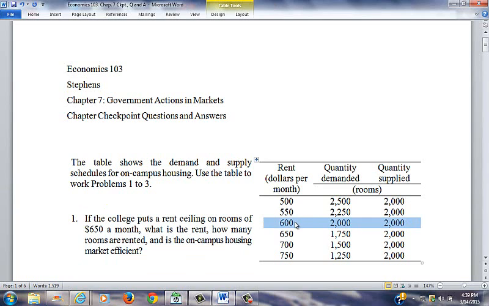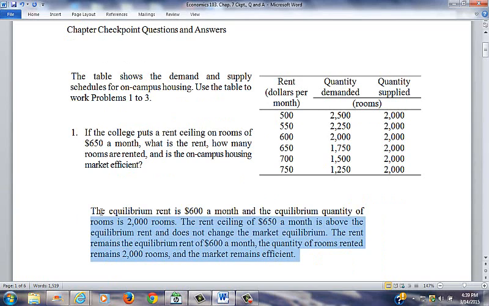is $600 a month. Now the college is planning to put a rent ceiling on rooms at $650 a month, which is above the equilibrium rent. You might be suspicious right from the start. The equilibrium rent is $600 a month, and the equilibrium quantity of rooms is 2,000 rooms. The rent ceiling of $650 a month is above the equilibrium rent and does not change the market equilibrium. The rent remains the equilibrium rent of $600 a month. The quantity of rooms rented remains 2,000 rooms, and the market remains efficient.